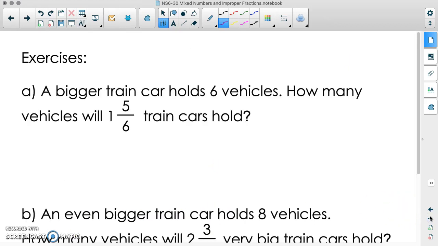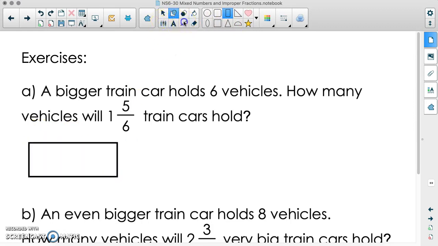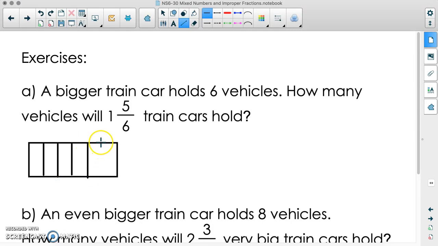Let's do these exercises together. A bigger train car can hold 6 vehicles. So now you have 1 train car, and it holds 6. So we need to divide this into 6. Okay. So now I'm going to go 3, 4, 5, 6. So there's 1 train car.